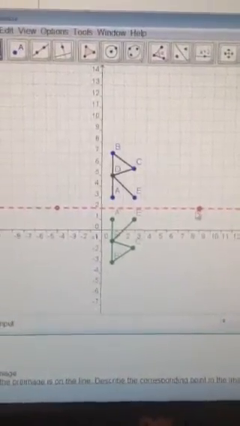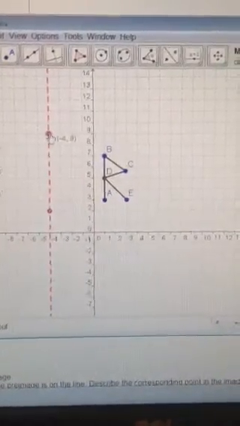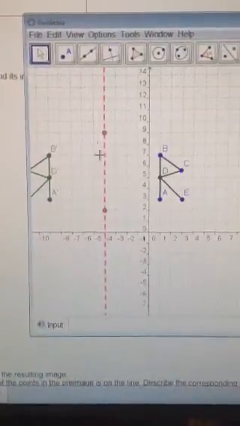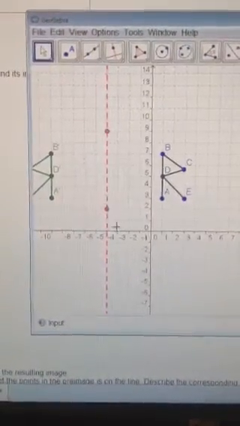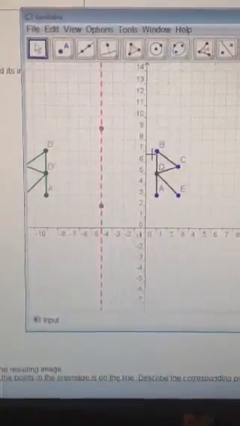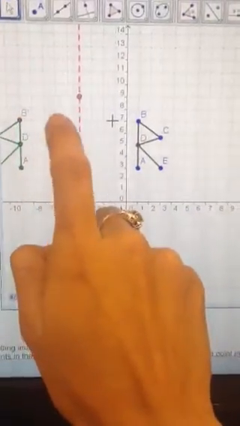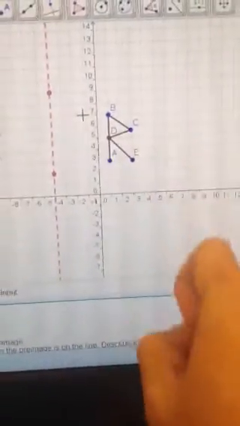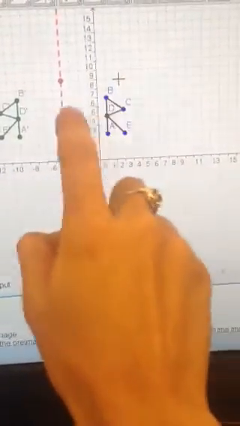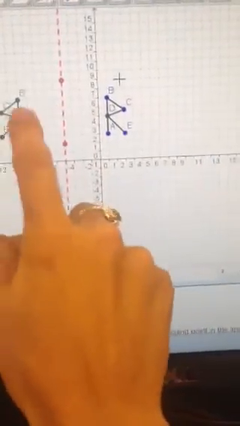So what I want you to see is that I can change this line of reflection. Now the equation for this line is x equals -4, and they're still opposite from each other. B is 1, 2, 3, 4, 5 units from the axis. B prime is 1, 2, 3, 4, 5 units from the axis. I could pick any corresponding point. Let me see, C, and it's going to have the same distance from the line of reflection as C prime.